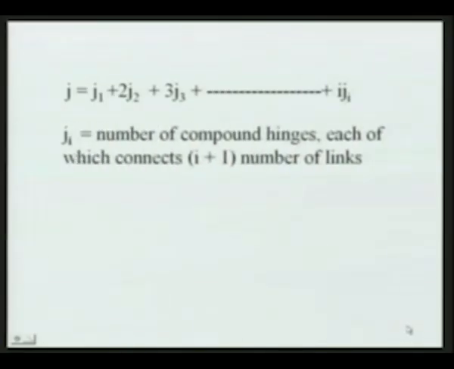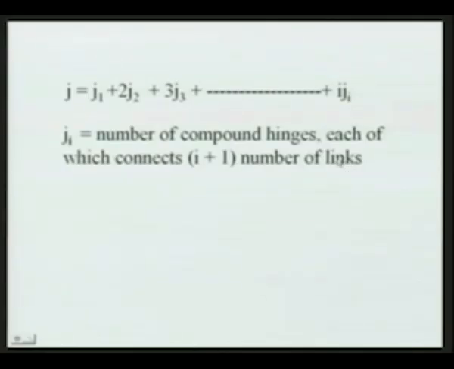j is equal to j1, which represents the number of simple hinges which connect only 2 links, plus 2j2, where j2 is the number of hinges each one of which connects 3 links, and so on. That is, j3 represents the number of hinges each one of which connects 3 plus 1, that is 4 links, and so on up to ji. That is, ji is the number of compound hinges each of which connects i plus 1 links.